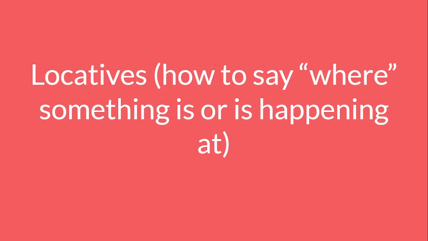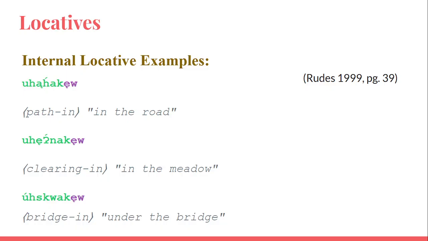And locatives. So locatives are basically just expressing the location in the word, saying where something is happening at. So this is pretty simple. You just add ke, and you get this at and on that thing type of meaning.